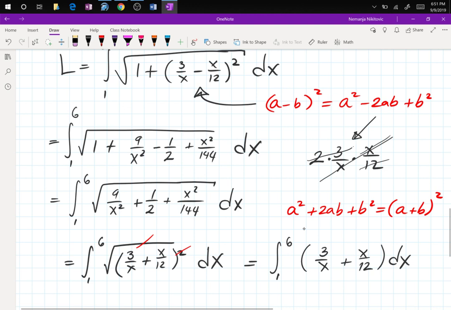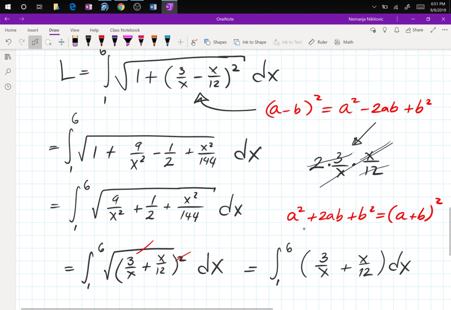Mathematical gymnastics, right? You do a flip, then you do a backflip, right? And there you go.